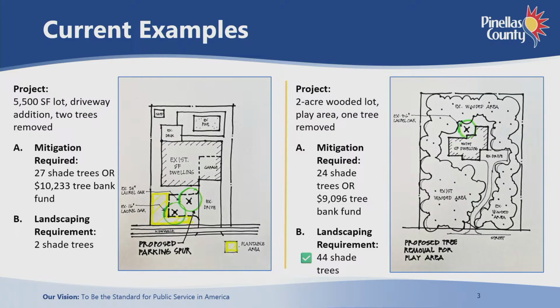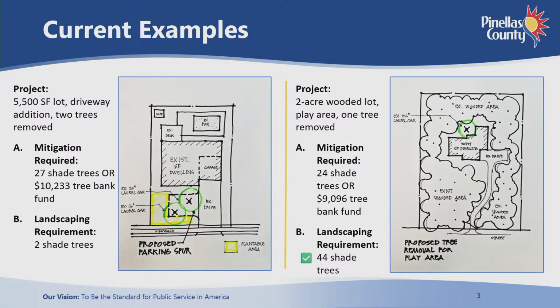So in our first example here on the left, we have our average size developed single-family lot where the property owner wants to expand the driveway by adding a parking spur, which will impact 2 existing trees for a total of 40 diameter inches. This is just how we measure trees, diameter at breast height, proposed for removal. Our current code requires mitigation on an inch-for-inch basis for all healthy tree removal. So this proposed work would require 27 2-inch caliper trees to be replanted on this site.